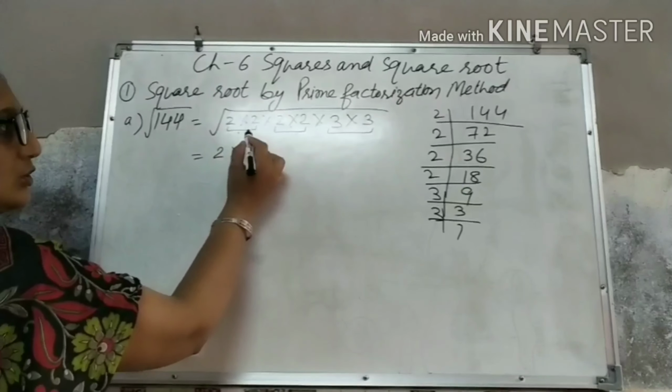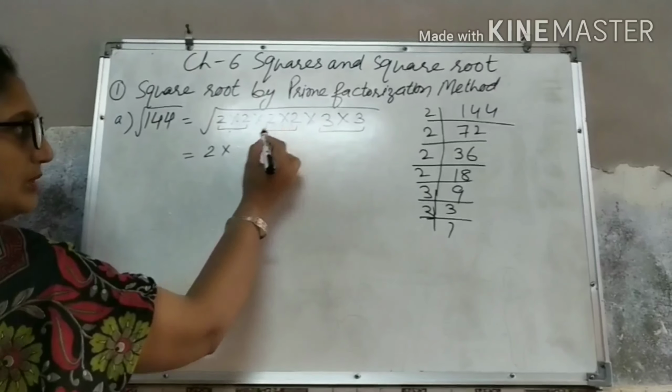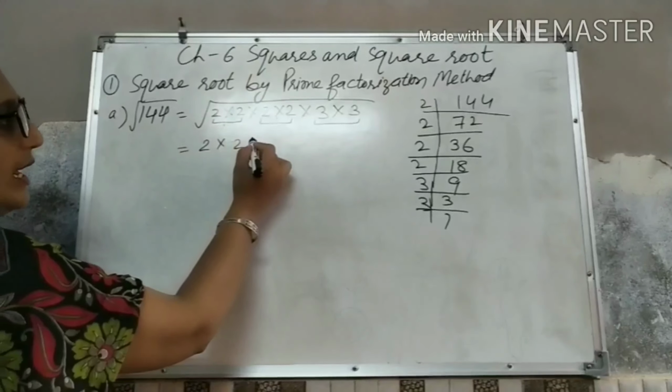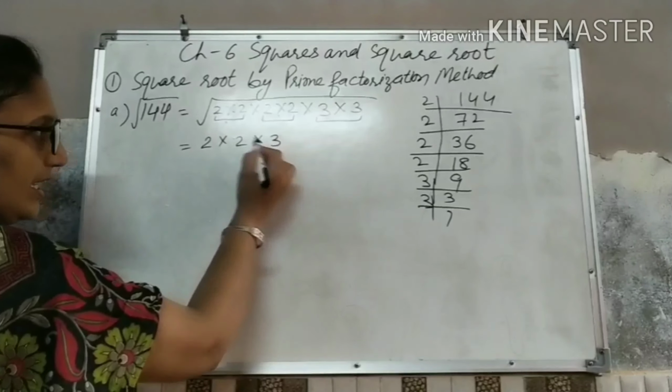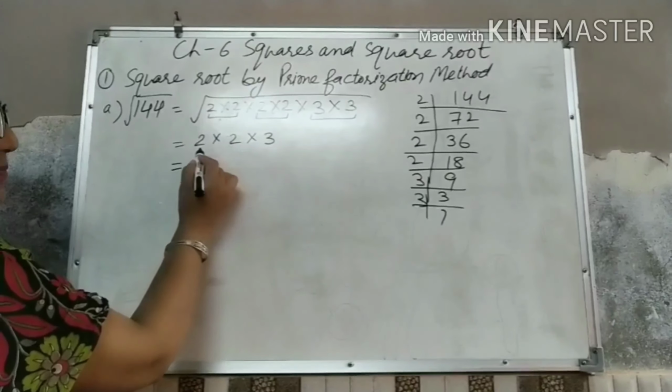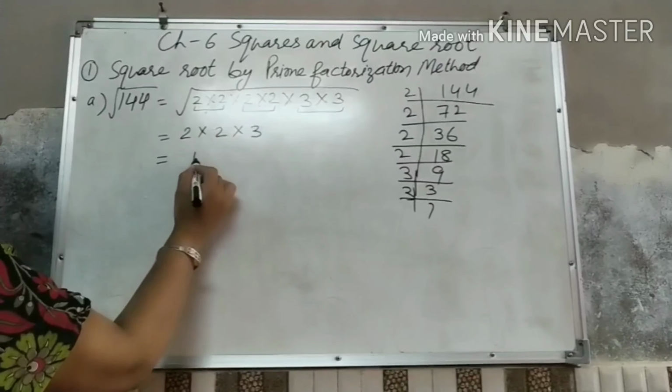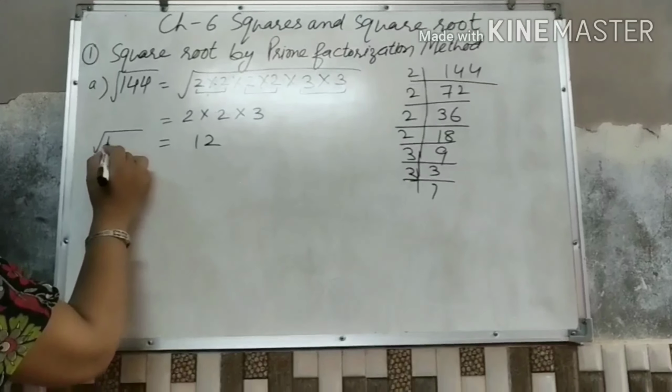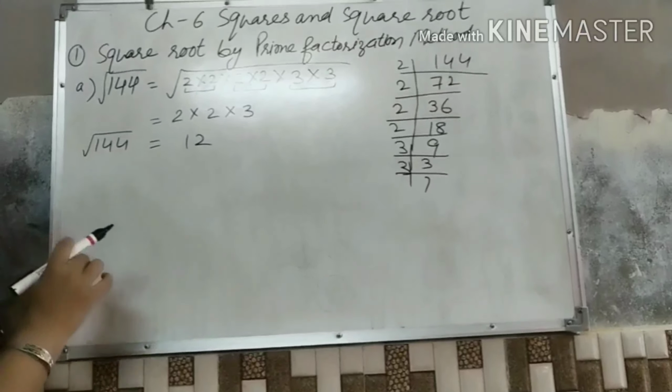So from these two we will take 1 two, from these two we will take 1 two, and from these three we will take 1 three. So now we will multiply: 2 twos are 4 and 4 threes are 12. So the square root of 144 is 12.